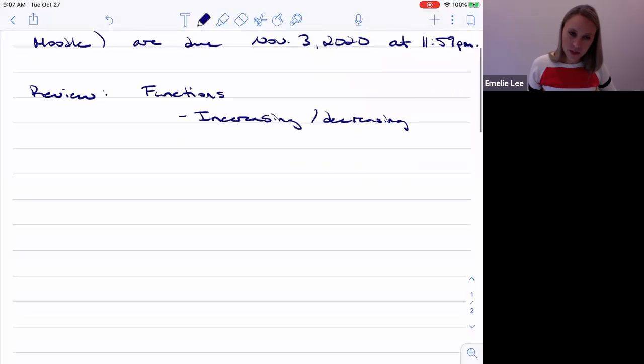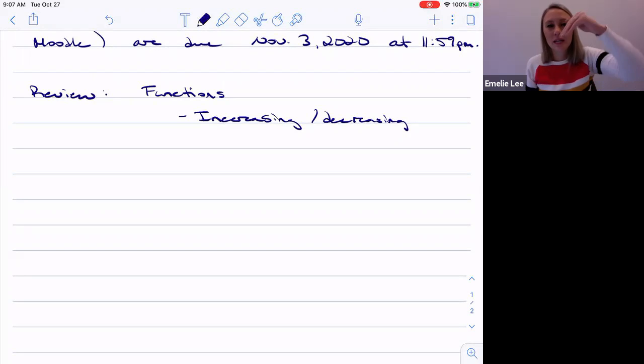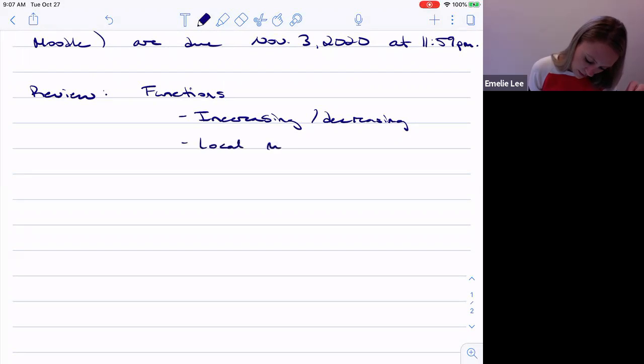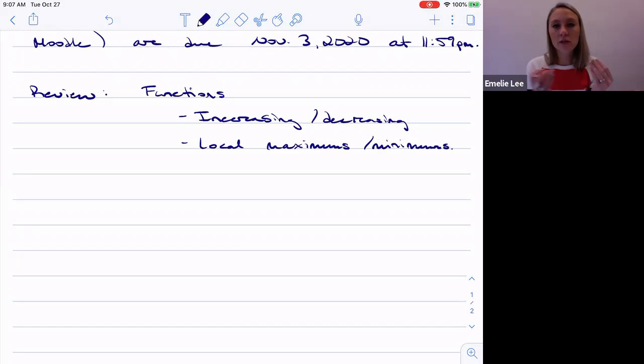So then we talked about, okay, well, if a function is increasing and then at some point it changes to decreasing, then what we call that is a local maximum, right? So then we talked about local maximums and minimums, right? So we applied that definition of increasing and decreasing, and we said, all right, well, I can find maximums because that's where it changes from increasing to decreasing, or minimums because that's where it changes from decreasing to increasing, right? And so that's how we found local max and mins.